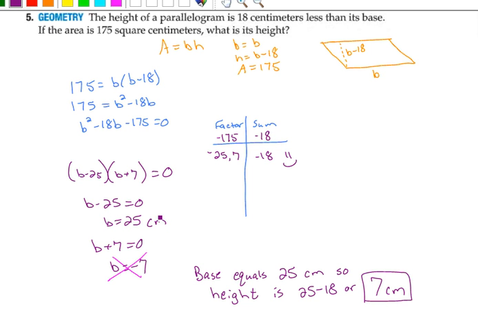I was very close to circling that and saying done, but then I made sure to come back up here and they said, what is the height? So I would have circled the wrong thing. Well, I know that the base is 25. I know the height is 18 less than that. So final answer, our height is actually 7 centimeters.